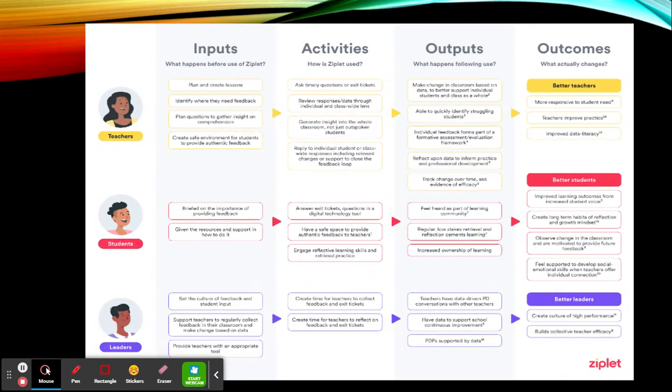There's inputs, activities, outputs, and outcomes. You can take your time and read through this, but this basically gives you a flow chart on how it works for the students, the teachers, and also anybody else, such as leaders, using this particular app.